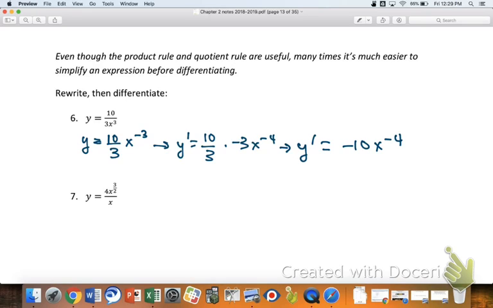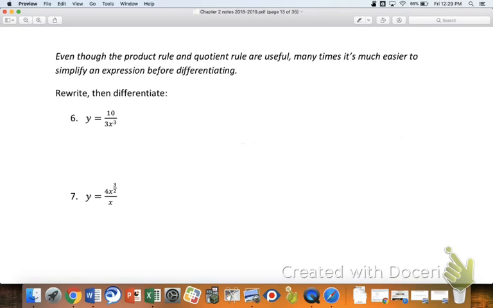Yeah, go ahead, Eddie. What if you brought the 3x to the 3 all the way up? Are we talking about number 6 still? Yeah. Okay, so what if we brought the whole denominator up? Okay, we can look at that. So if you did that, here's what it would look like. y equals 10 times 3 to the negative 1, x to the negative 3. You can move the 3 up if you want, but you do have to change its exponent as well.